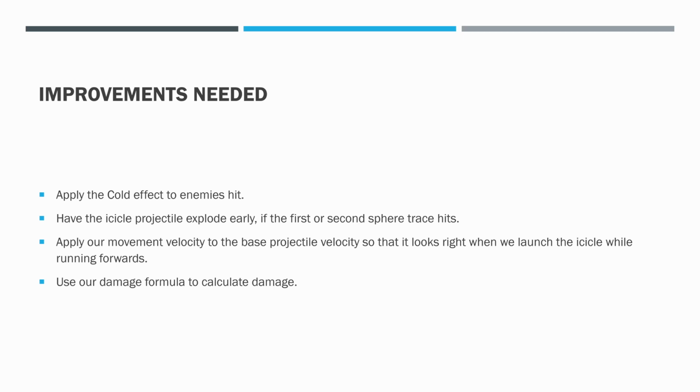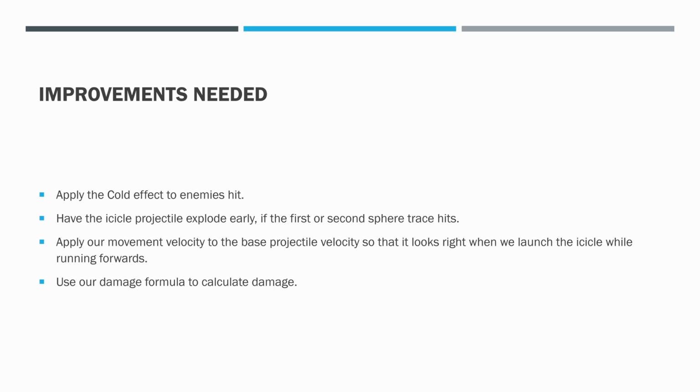Then the other one was apply our movement velocity to the base projectile velocity so it looks right when we launch the icicle while running forward. So what's happening here is if we were running forwards, it kind of just seemed like the projectile never went away from us. We kind of caught up to it. We'll take a look at that one.